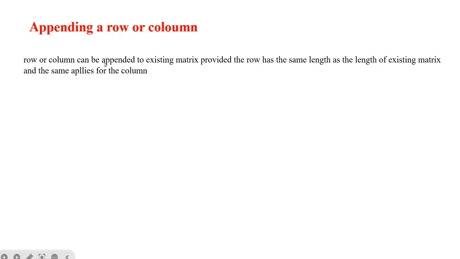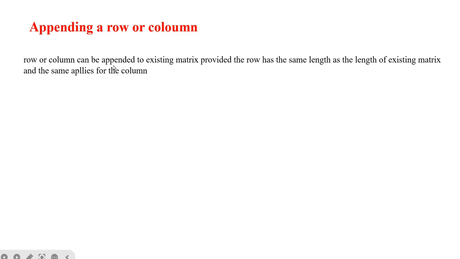Next is how you can add a row. That is how you can append a row or a column. The row or the column can be appended to an existing matrix. Appending means you can add at the end, as an end row or as an end column, not in between. So it can be appended to the existing matrix provided the row has the same length as the length of the existing matrix.